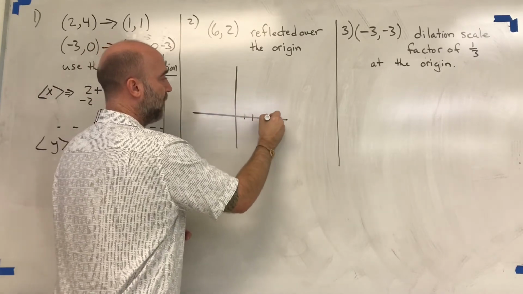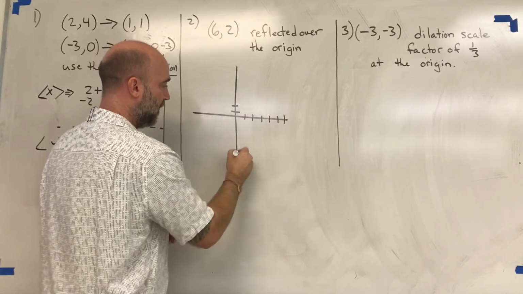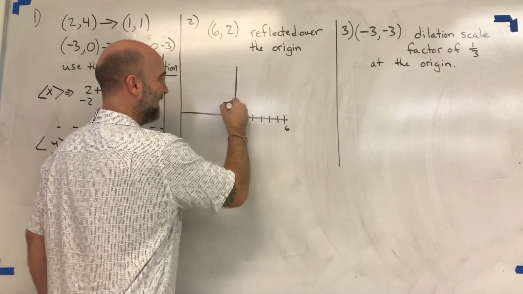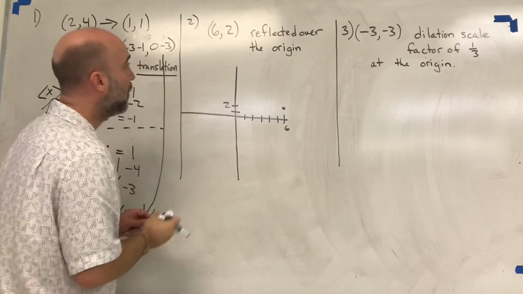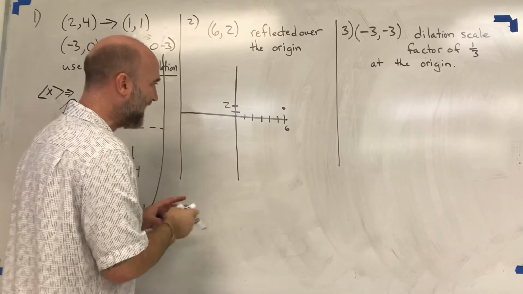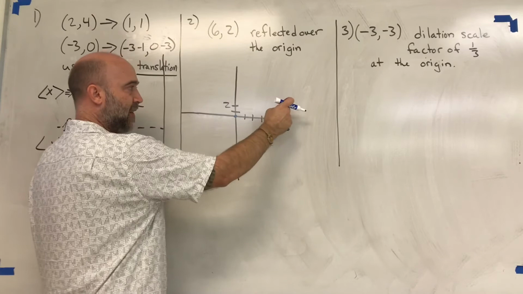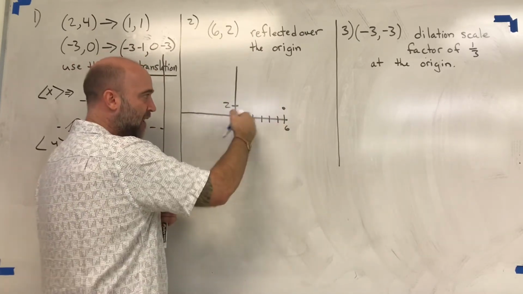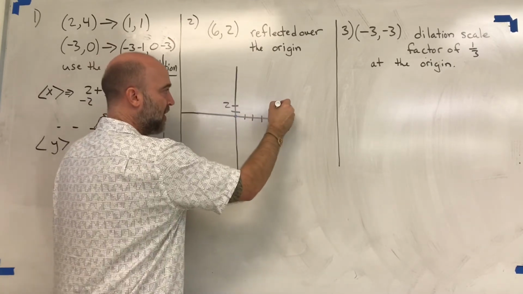1, 2, 3, 4, 5, 6. 1, 2. And it looks like we're going to wind up in quadrant 3 here. So this is my 6. This is my 2. Here's my point. And then we are reflecting it over that point there. So what that means is we need to see the rise and run, so to speak, the change in the X and the change in the Y to get there, and then we apply it the same way on the other side.